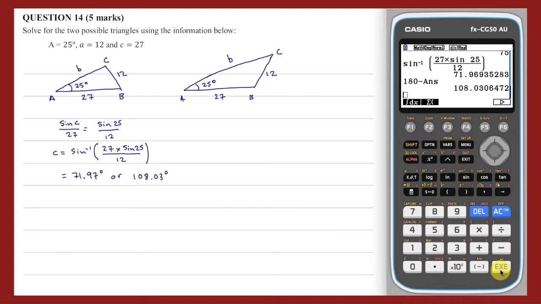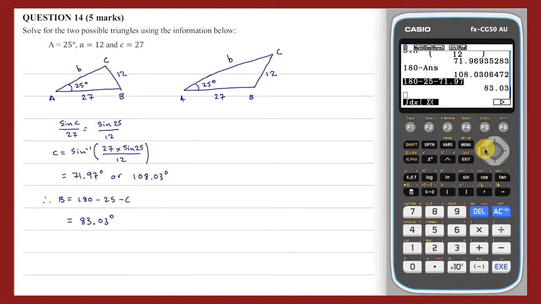Now that we have the two possible values for angle C, we can use the angle sum of a triangle to find angle B. Now that angles B and C are known, the sine rule can be used once more to find side length b. By rearranging and substituting, the two values for side length b can be found.